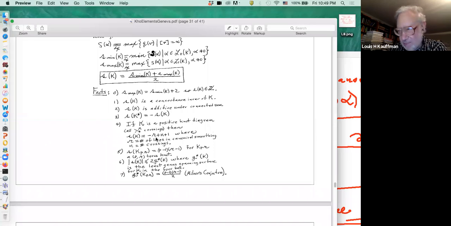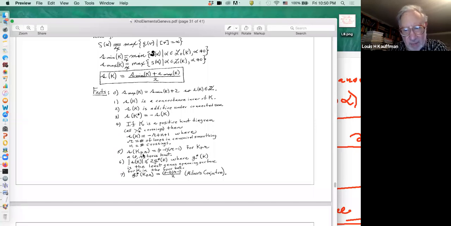Minus r plus n plus 1 over 2 is equal to the genus of the Seifert surface. Now, we could come back and do an example or two of that in a moment. We will. But then this allowed him to do the following.